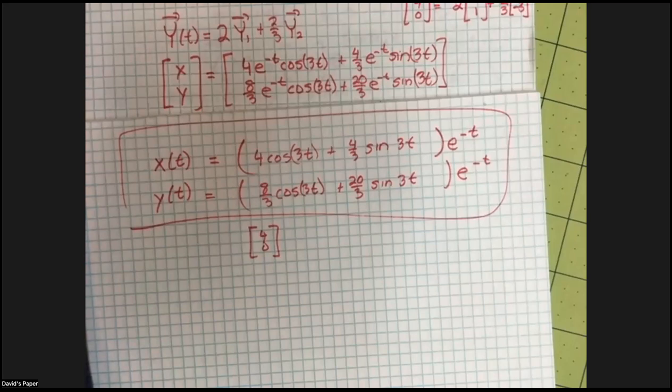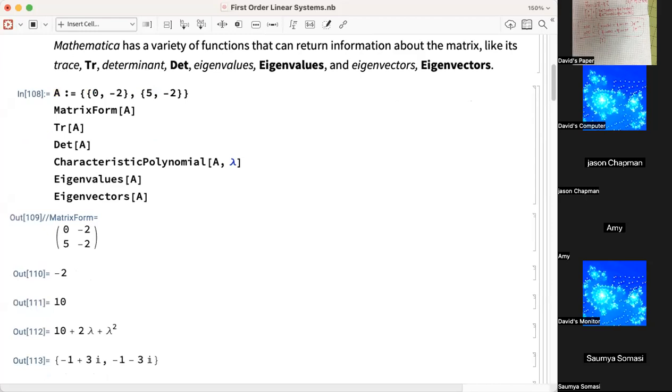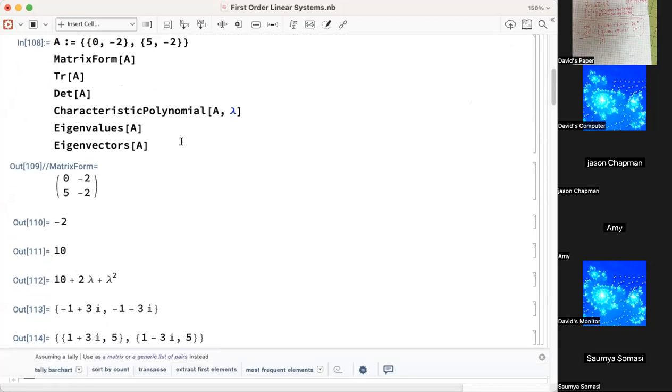So let me go back to our sheet, share this notebook with you, and let's put in the matrix we were given, 0, comma, minus 2, 5, comma, minus 2. Run the numbers. Do you see that Mathematica agrees with our eigenvalues and our characteristic equation, trace determinant? Notice that it shows different eigenvectors. Okay, that's okay. You can choose any legitimate eigenvector you like to construct your solution.